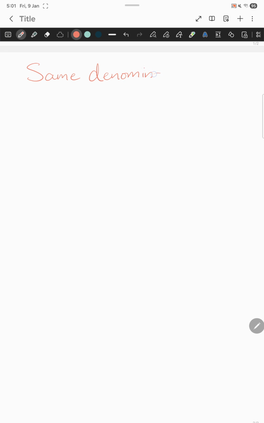So now, first we will start with the same denominator. We'll just use this pen. Same denominator. Now, the thing is, with fractions, we can only add and subtract fractions if the bottom numbers are the same. If the bottom numbers are different, we cannot do this.